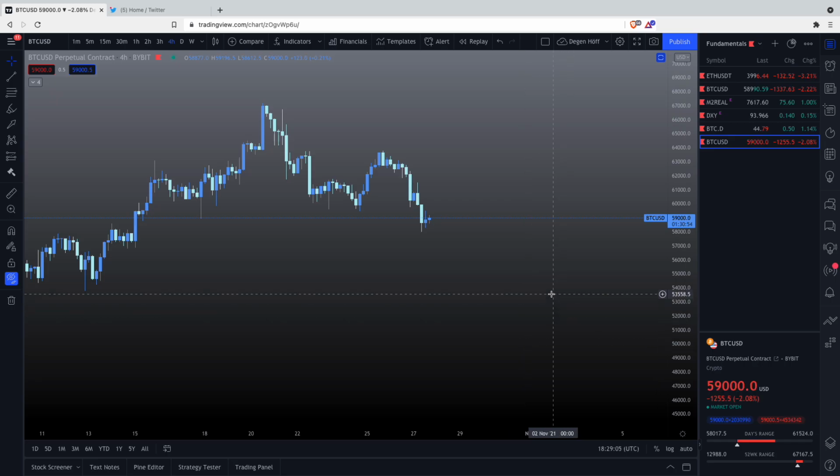Hello apes. So there's a couple of scenarios that are printing right now for BTC. There's one with upside, and then there's one with some additional downside from where we are. As I'm doing this, we're at 59,000, so there's already been a bit of a decline.